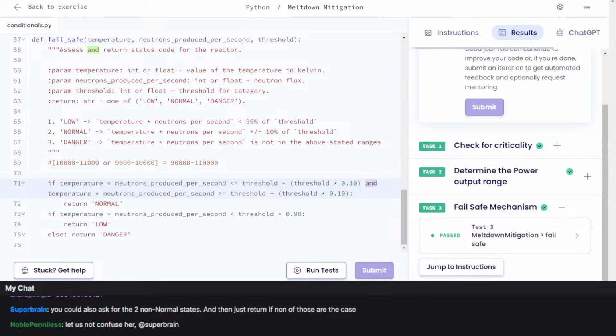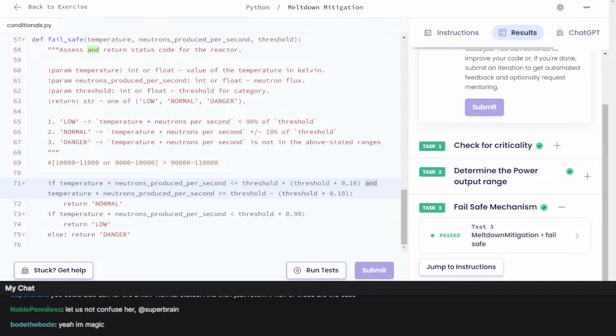Oh, you're good, Noble. You're like, I'll probably get confused, but I'll read it anyway, I just won't think too hard about it. You could also ask for the two non-normal states, and just return normal if none of those apply. Oh, because, okay, I get it. You're cutting off the edges, and then if it's not that, it has to be the other one.